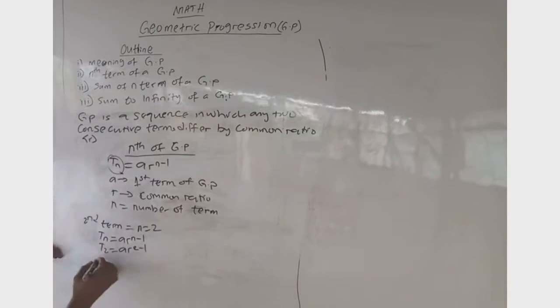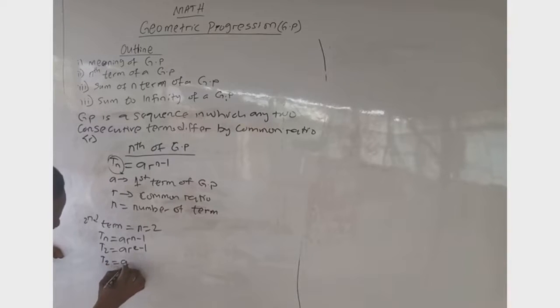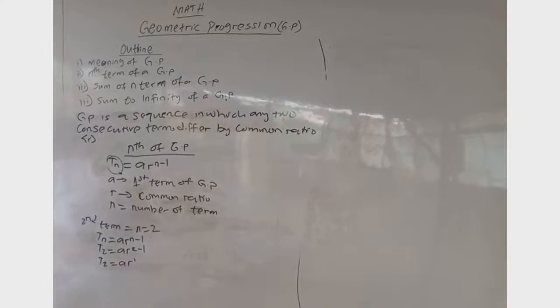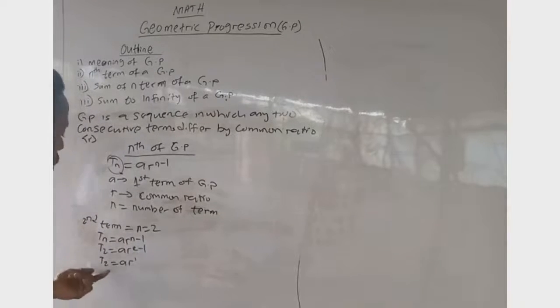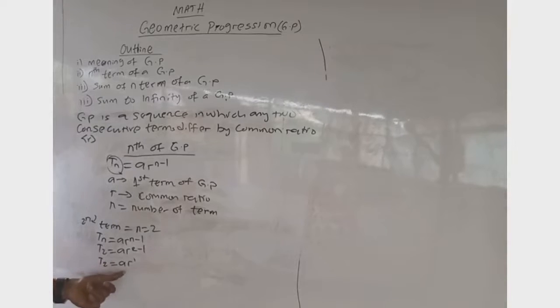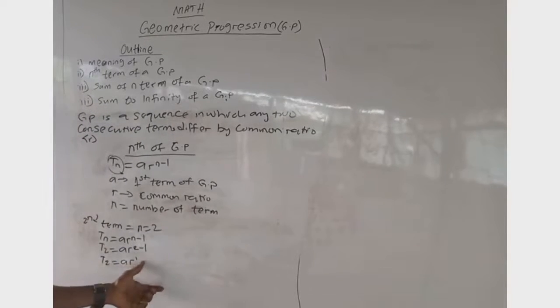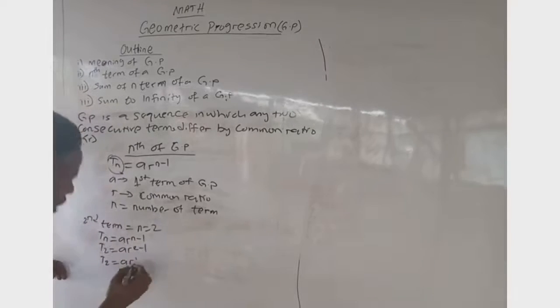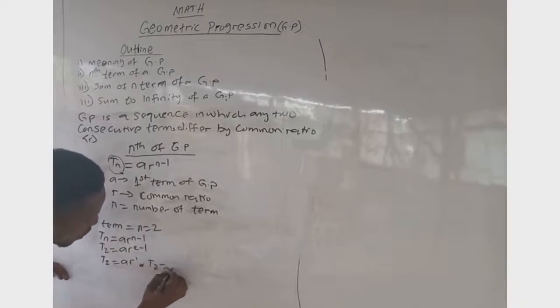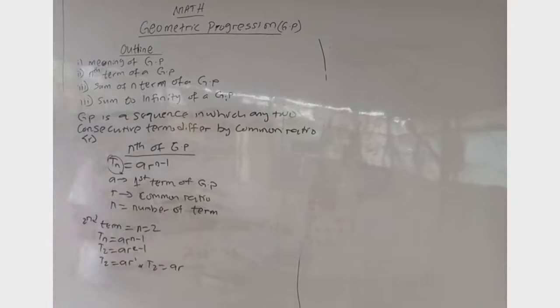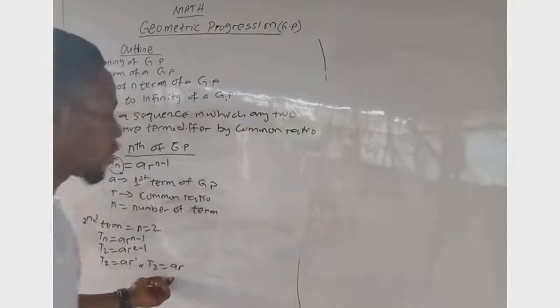So therefore now our T2 is equal to what? a r. Is equal to what? The formula to calculate the second term of GP: T2 is equal to a r to the power 1, a r to the power 1. So here now you can also write that this T2 is equal to a r. So this is the formula to calculate the second term of GP.